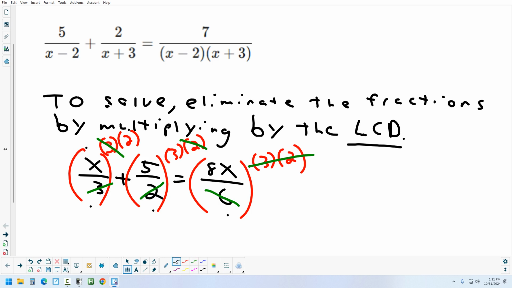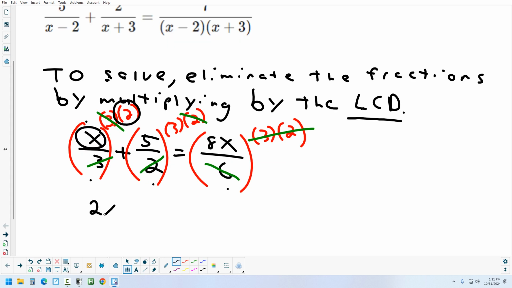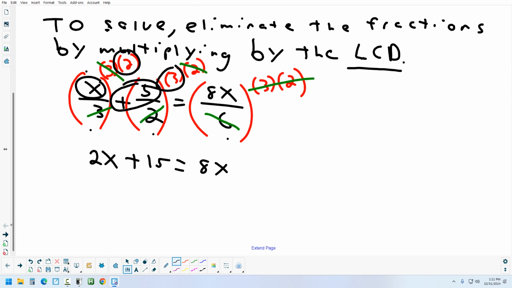So now, do out what you have left. What's x times 2? 2x. What's positive 5? That symbol goes with that number. Positive 5 times 3. 15. And now what's on the right side? 8x. Now we have a much simpler equation to solve than what we started with. It's the same equation, but it's a simpler version. That's the whole goal, to come up with something that's the same, but simpler.